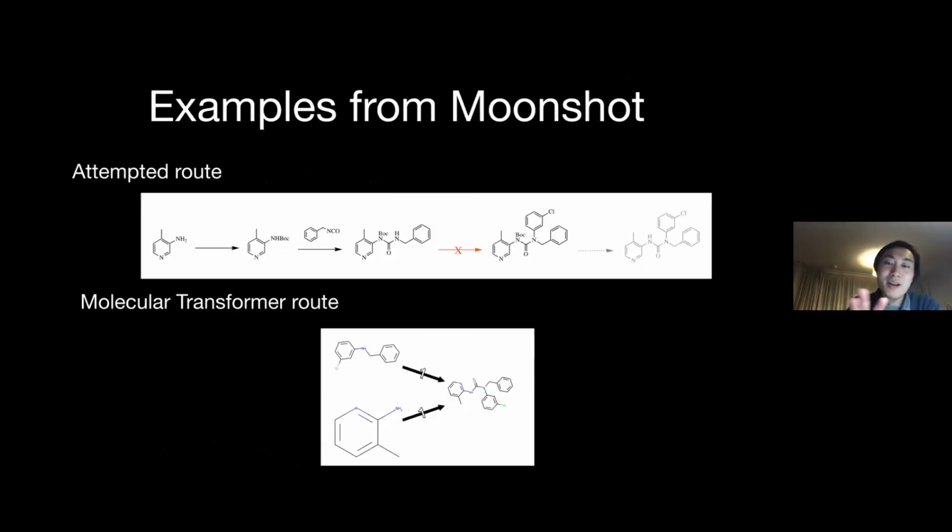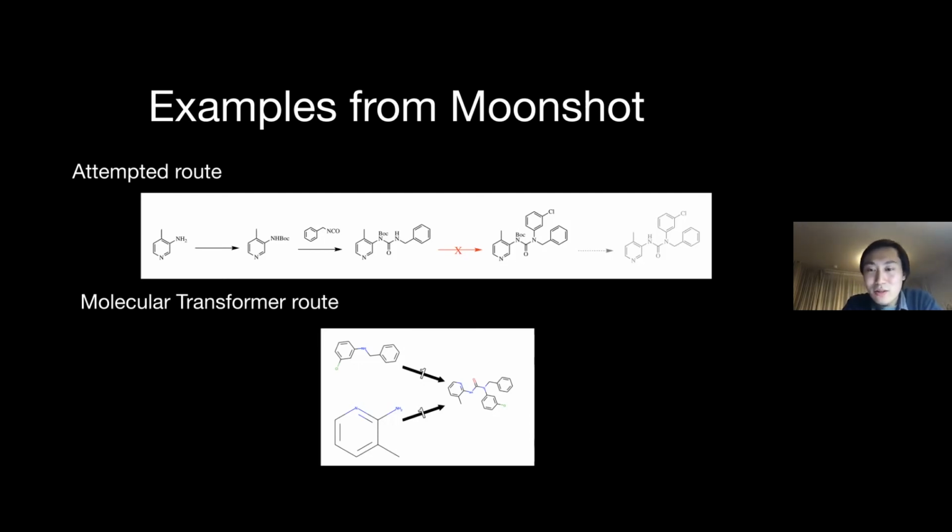To give you a concrete example of how this rapid triaging works in practice, the route on top is a route attempted by our CRO partner trying to make the molecule shown on the right. They start with a protection, then a urea formation, and then an N-arylation, which failed actually, and then they would deprotect. The problem is that the N-arylation failed, and even if it had succeeded, it would be a 4-step synthesis.